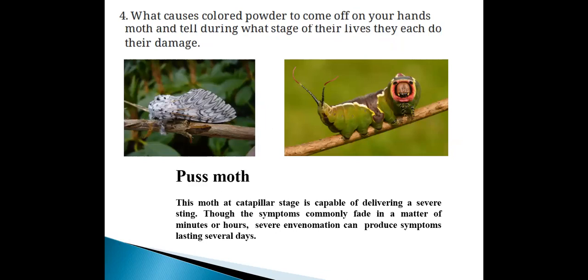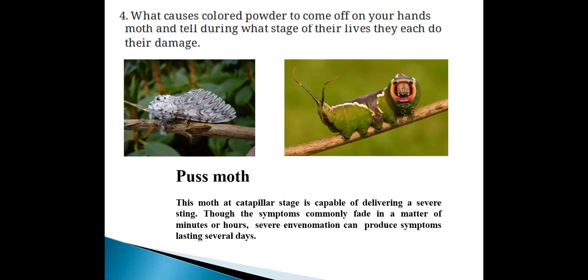We'll see some of the harmful moths which we can spot. Few more insects I'll tell you, like the puss moth. These moths are found in the garden regions and in the forest region. It is not found in the domestic area, only in the garden area and the forest area. This is called the puss moth.